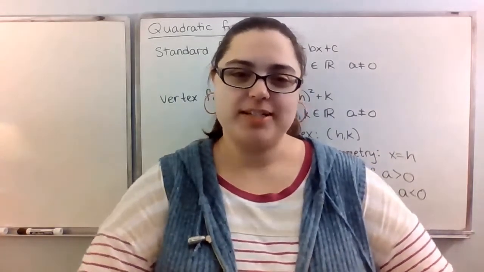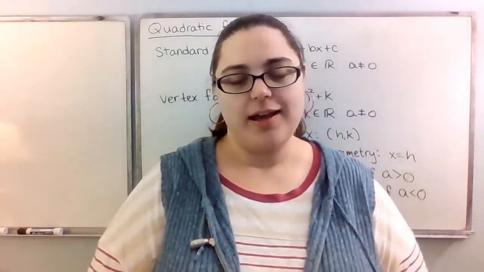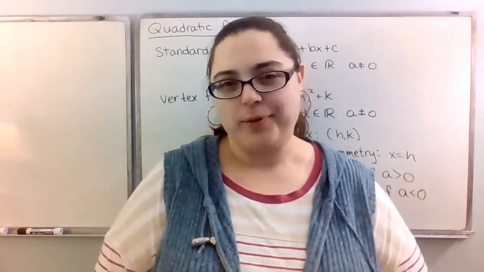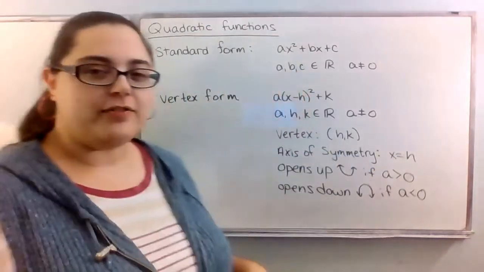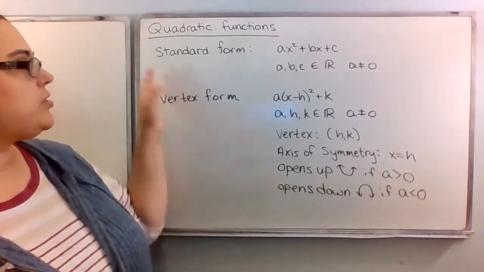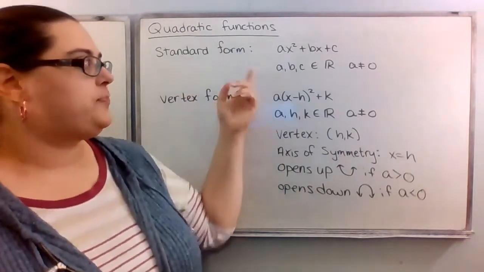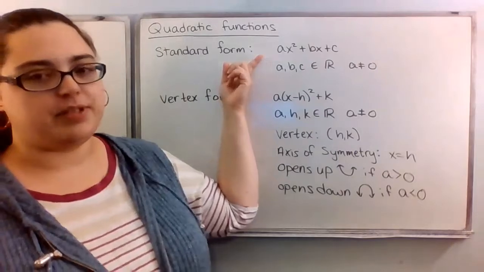In this video, we're going to talk about what the vertex form of a quadratic function looks like, and then we'll apply it to a problem. So we have two main forms that we'll see for quadratics. The standard form of a quadratic function you've likely seen before is ax squared plus bx plus c.